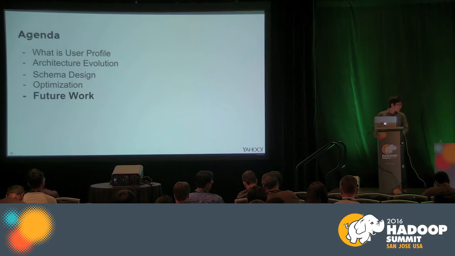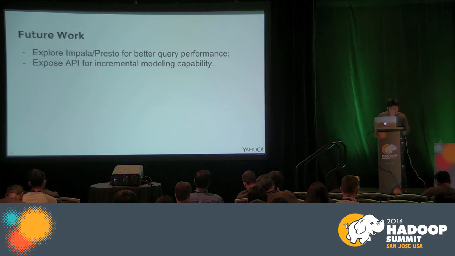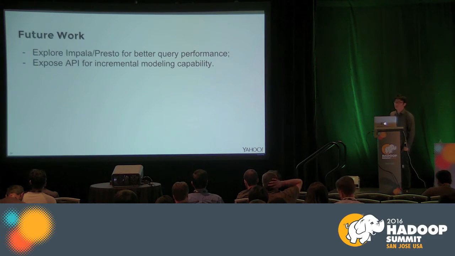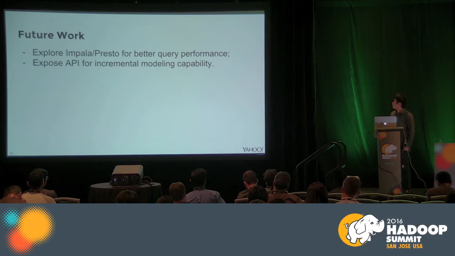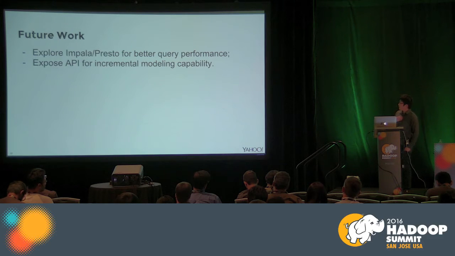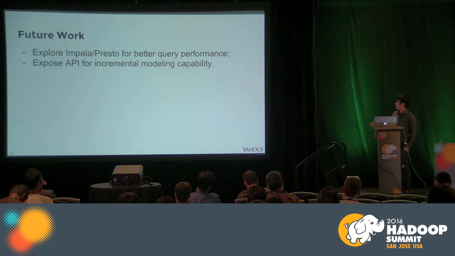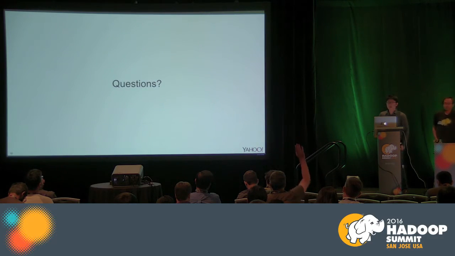OK, so the last part is the future work. First, we want to explore Impala and Presto for better query performance. Right now, we use Hive to support ad hoc queries, and we want to try these two very popular systems to support queries. Second, we want to support an API for incremental modeling capability. Right now, most of our user modeling machine learning algorithms are in batch mode. We want to expose an API from HBase so that we can do incremental modeling on HBase rather than everything from Hive. So that's it.